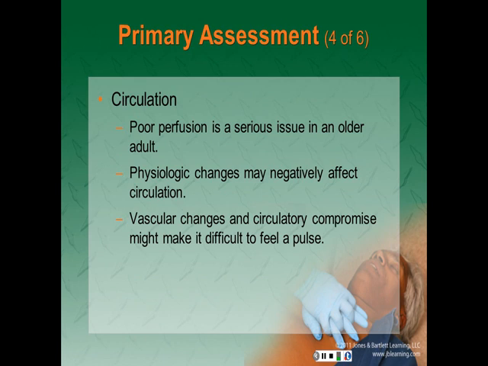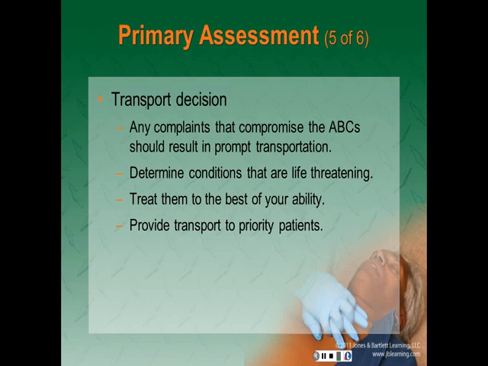Vascular changes and circulatory compromise might make it difficult to feel a radial pulse on an older patient, and circulation problems in older adults should be treated with oxygen as soon as possible. Make your transport decision. Patient assessment is more complicated in an elderly adult, and multiple problems can exist. Any complaints that compromise airway, breathing, or circulation should result in transportation of the patient as a priority.